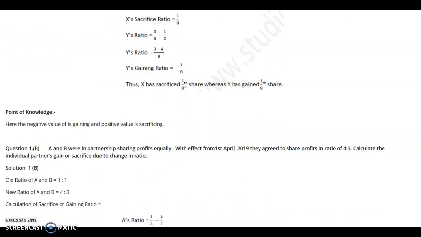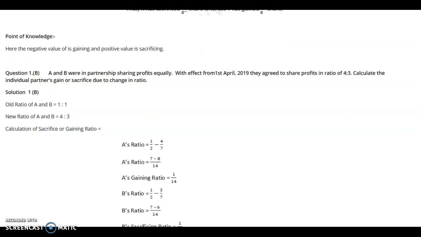Let's understand one more question with reference to calculation of this. Here the negative value is gaining and the positive value is sacrificing. See another question, question number 1b. A and B were in partnership sharing profits equally. With effect from 1st April 2019, they agreed to share profits in the ratio of 4:3. Calculate individual partners' gain or sacrifice due to change in ratio.